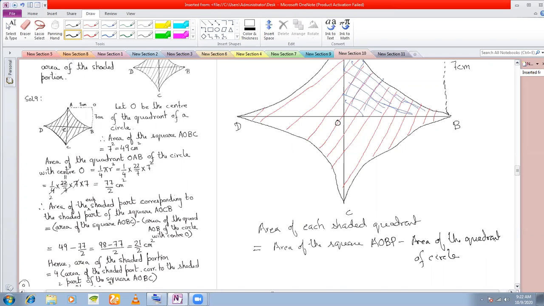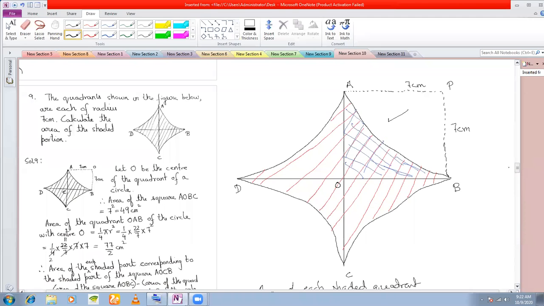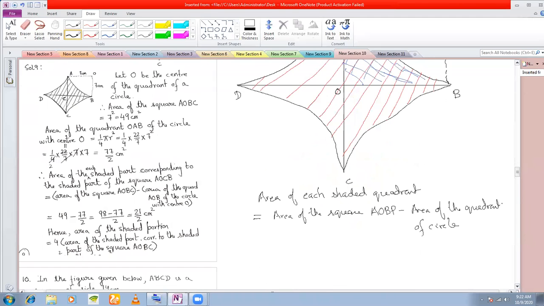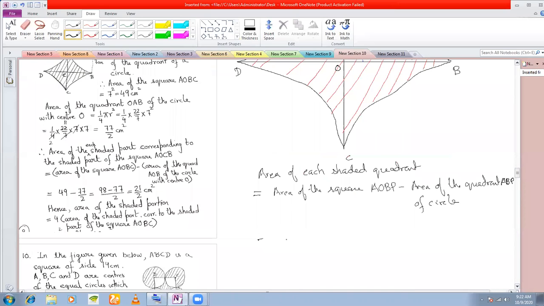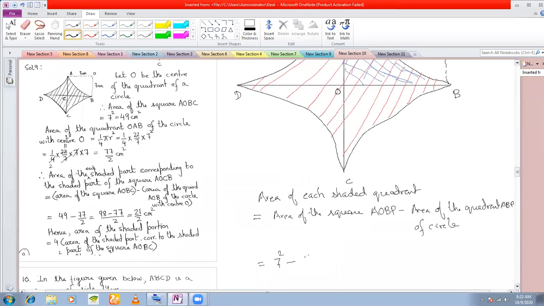Okay. Area of the quadrant, let's call this quadrant ABP. Area of the square is how much? 7 square. And the area of the quadrant will be, what is the radius of this quadrant? It is 7 centimeter only. So this is minus 1/4 pi r square.